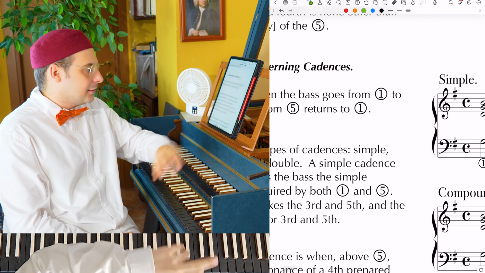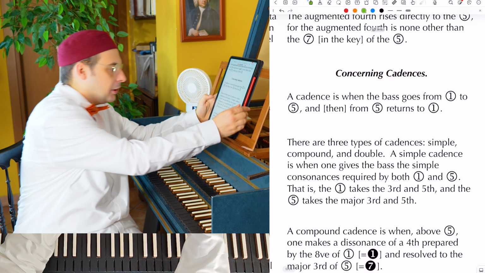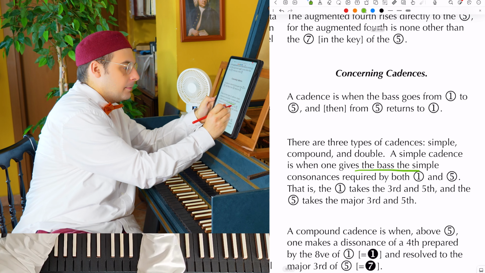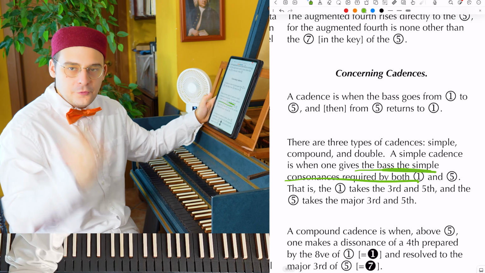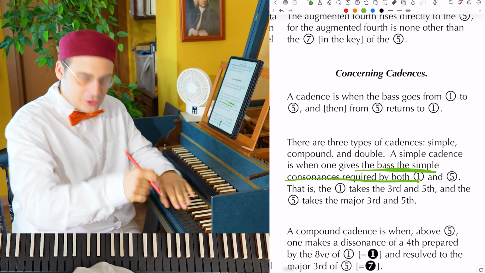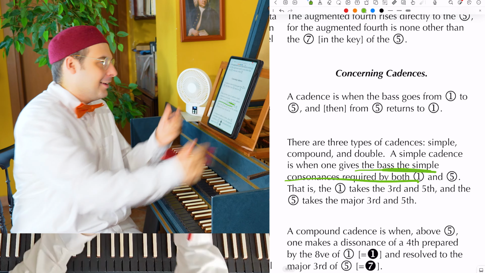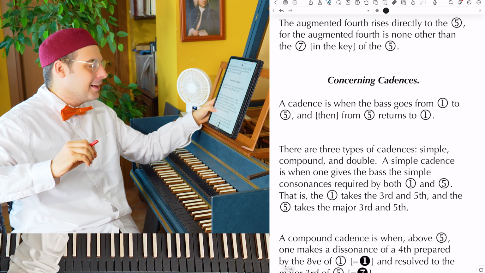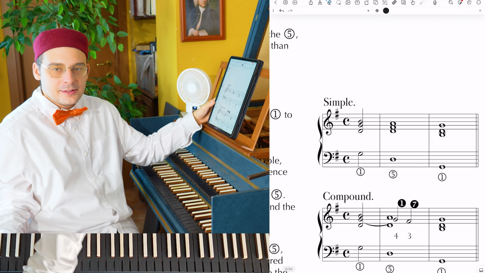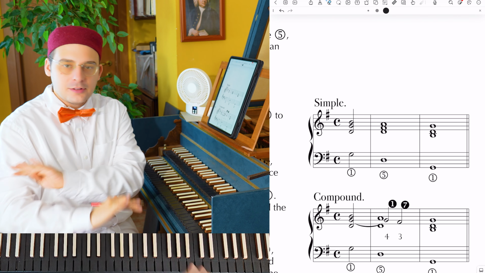and this is simple because you give only to the bass the simple consonances required by both 1 and 5. Stop, finished, dot, see you in another video. Okay, no, of course. This is simple because you just have consonances, no dissonances, only consonances.